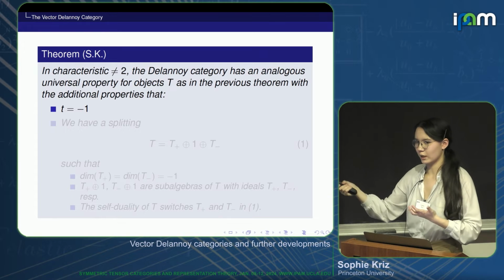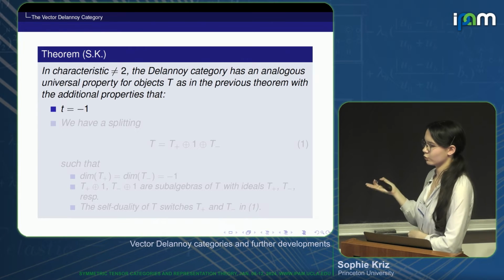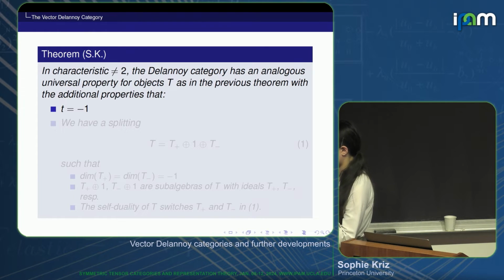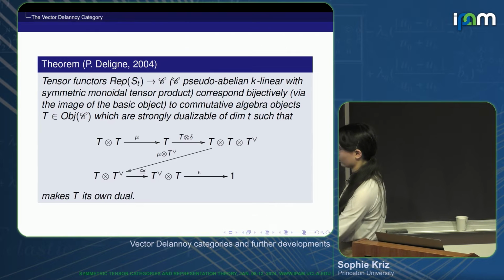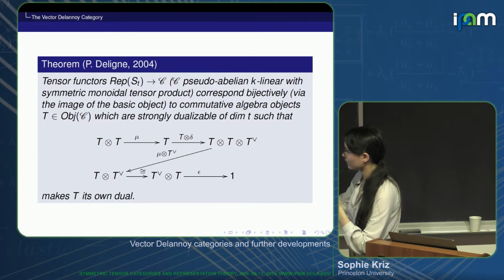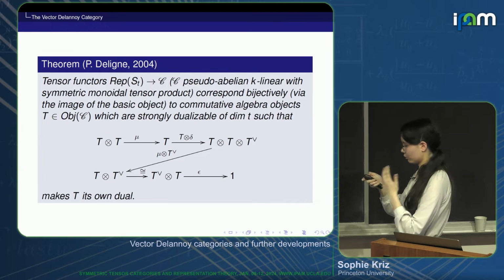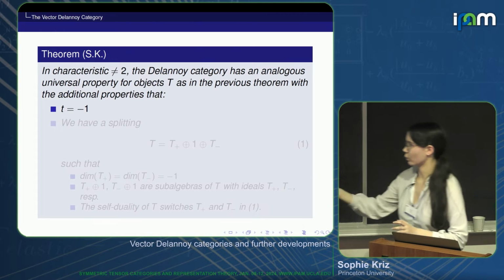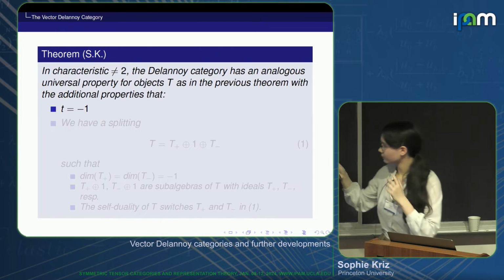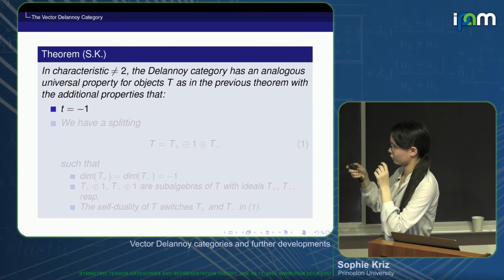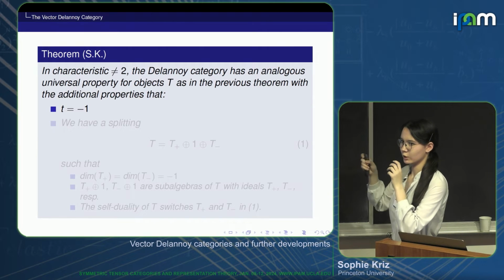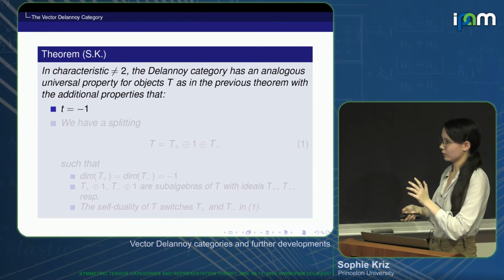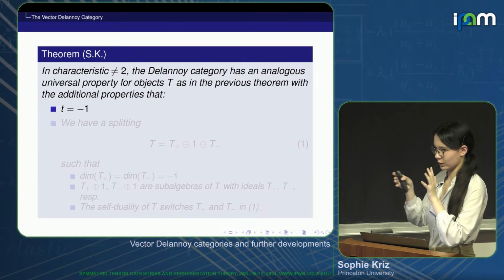The statement is that the Delannoy category turns out to actually have an analogous universal property, where now we need these objects T in C to be the same sort of algebras again, which still satisfy the previous condition that T is its own dual in this way. But we also require that the dimension of T is now exactly -1, which has to do with the fact that the Delannoy category really does require this basic object to have dimension -1, and why it doesn't really have an interpolation.